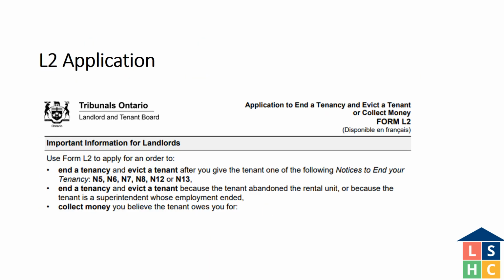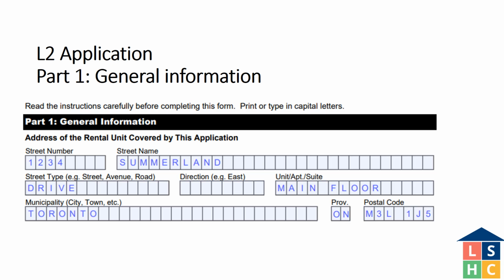The L2 application is used with many different termination notices, so make sure to only fill out the information relating to the N6 notice, but keep all of the pages together. Make sure the address of the rental unit in the L2 application is correct and matches what you have on the N6 notice.